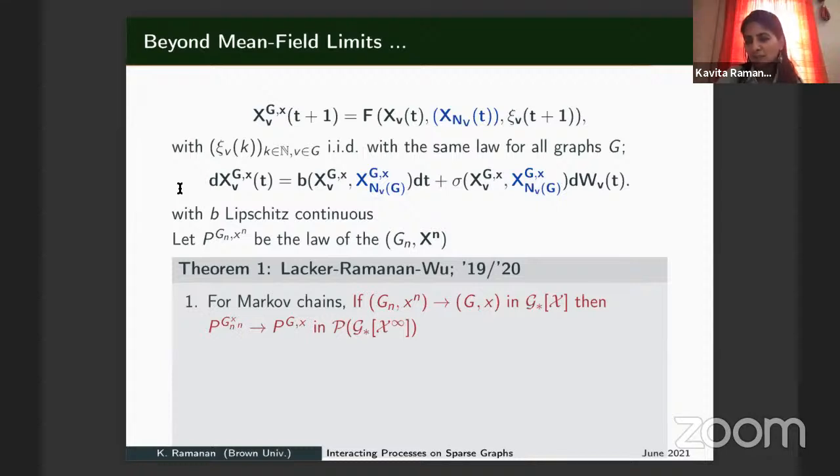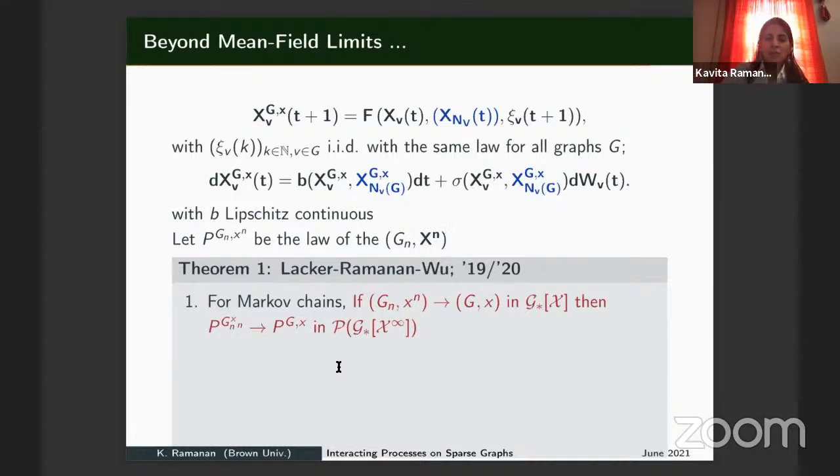But Omer, just to answer your question, I can have these b's depending on v and sigma depending on v for this model. Okay, and then the b and sigma here are Lipschitz continuous, so sigma as well. And now let P of G_n, X_n then be the law of G_n, X_n, which will be taking values in these equivalence classes of marked graphs. Is this clear?